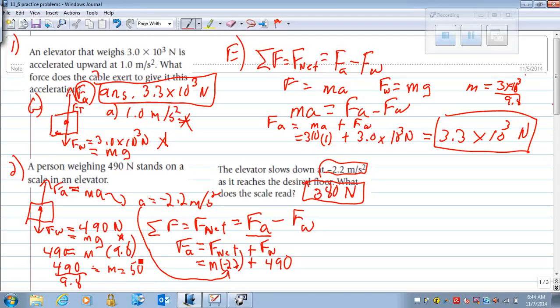So that means then that we need to substitute 50 in here. That means this is equal to 50 times negative 2.2 plus 490, and that all equals 380 newtons.